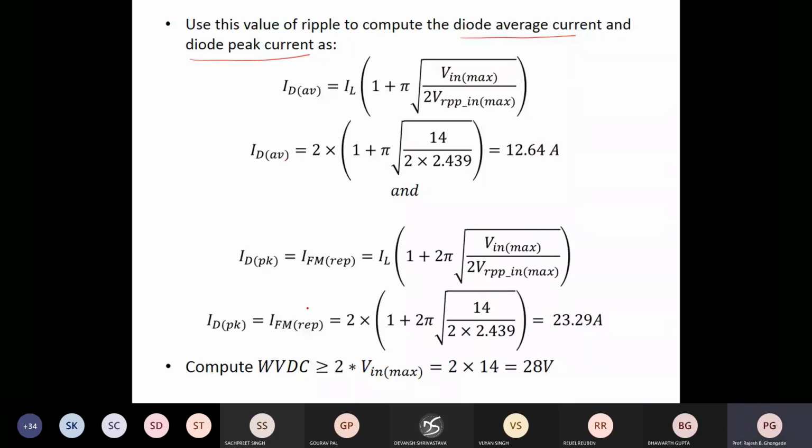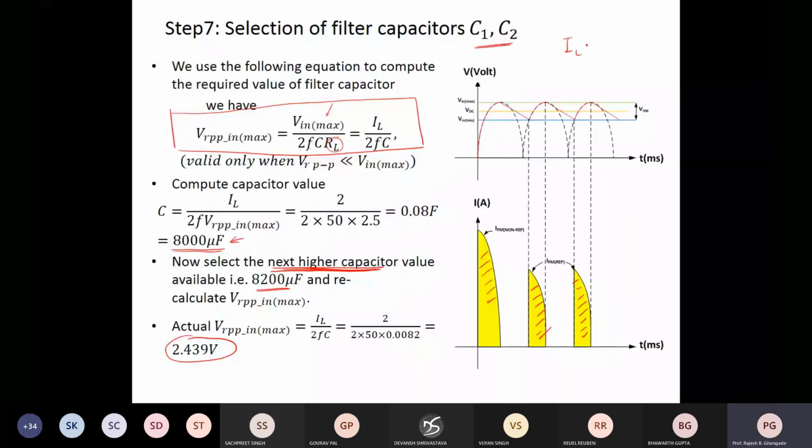So diode peak current can be found out using this. This is the average, but this is the peak which we have to find out, which we got as 23.29 amperes. Can you imagine that even though the load current is rated at 2 ampere DC, in spite of that, the spikes can go? The repetitive surge current in our circuit can be as high as 23.29 amperes.